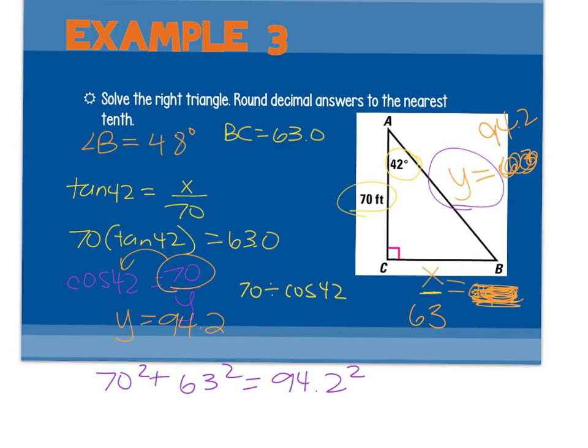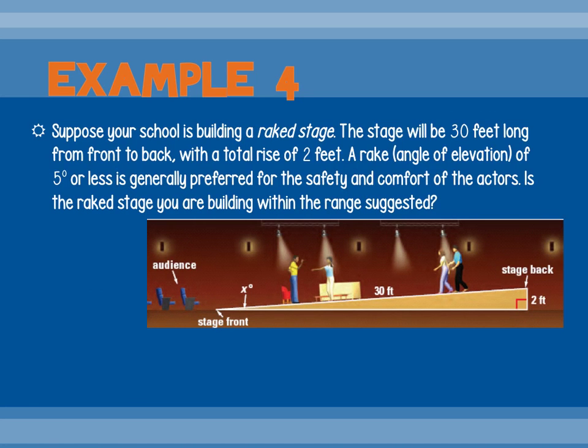You could have found y using the Pythagorean theorem. It's just the same thing as before. If you had gotten x wrong, you're going to get y wrong as well. So best bet would be to do both and check it. Questions on that one? And this last one says, suppose your school is building a raked stage.